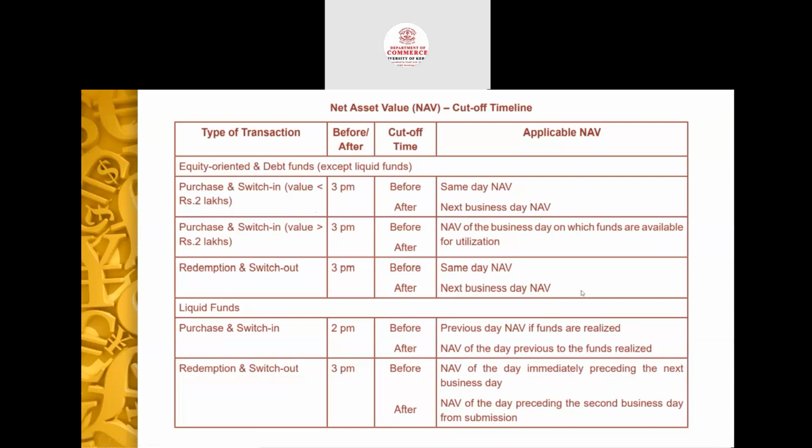For liquid funds, again, there is a change. For purchase, the NAV is of the same day if funds are realized on the same day, and the timing also has a change. Here it is 2 p.m. or the NAV of the day previous to the funds realized after 2 p.m. When it comes to sale, the same thing happens, but the time changes again to 3 p.m. If you put the order before 3 p.m., the NAV of the day immediately preceding the next business day is taken into account. And if you put the order after 3 p.m., the NAV of the day preceding from submission. So this is a very important thing, the NAV cutoff timeline, because based on this only, your NAV will be considered. NAVs are only declared by the end of the day.